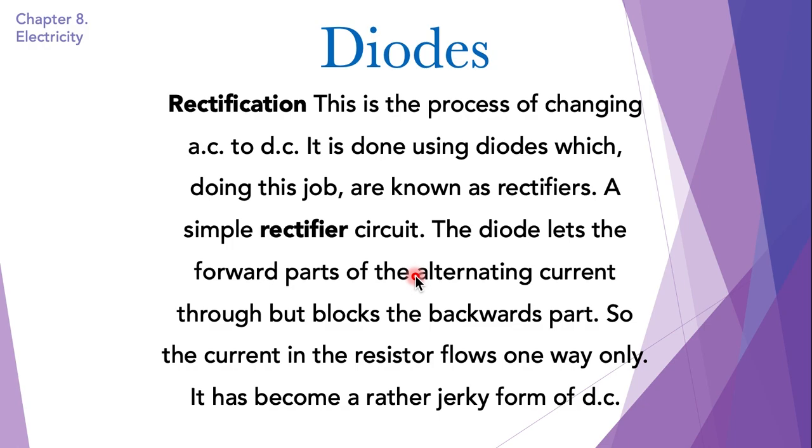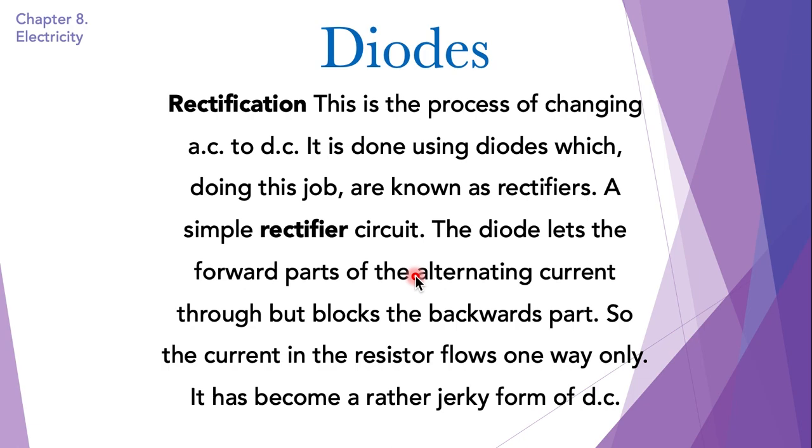Alternating current just moves forwards and then goes backwards, and then moves forwards and then goes backwards again, something like this. What a diode does is that it lets the forward parts through, it lets it pass forward but blocks the backwards part. So the current flows in one way only, but it stops at the points in which it's supposed to move backwards. When it stops there, it becomes a little jerky. So it moves forwards and then it stops, and then it moves forward and then it stops.